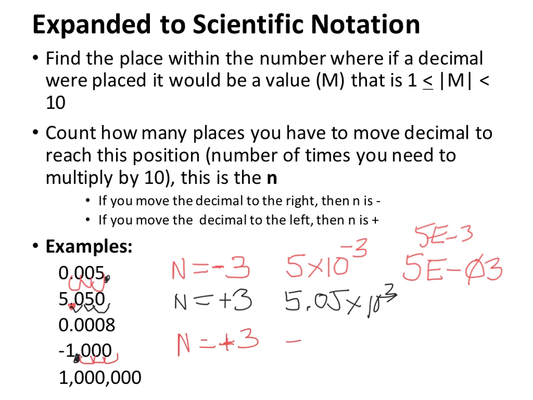So now we just write minus 1 times 10 to the third. And there you go. So that's how these work, right? Now you can do the last one, the million, by yourself. Count how many decimal spots you're moving. That's your n value. If you move it to the left, you're going to be positive. If you move it to the right, you're negative. Don't forget to write the whole number. If you have 5.05, you got to write that whole number, 5.05.